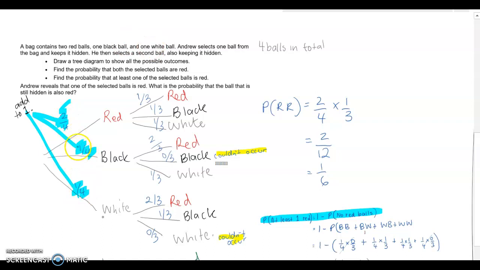I've got 2 red, 1 black, and 1 white are my fractions. And you'll note where I've got them highlighted in blue, they add to 1. Now, let's read the next part of our sentence.